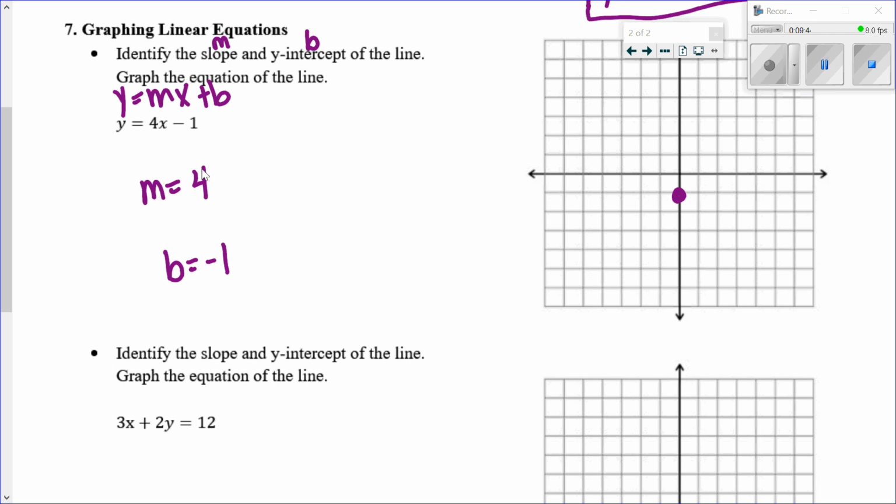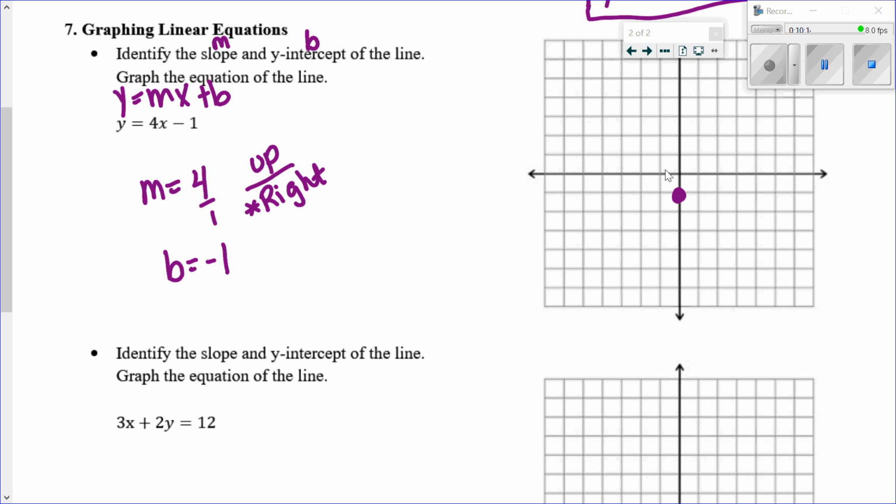m represents slope. Slope is your movement. Remember, rise over run. If you look, it's just a whole number, so I have to make it a fraction so I can plot it. If it's a positive number, you're going up. If it's a negative number, you're going down. So if you look, positive, I'm going up 4, and I'm always going to the right.